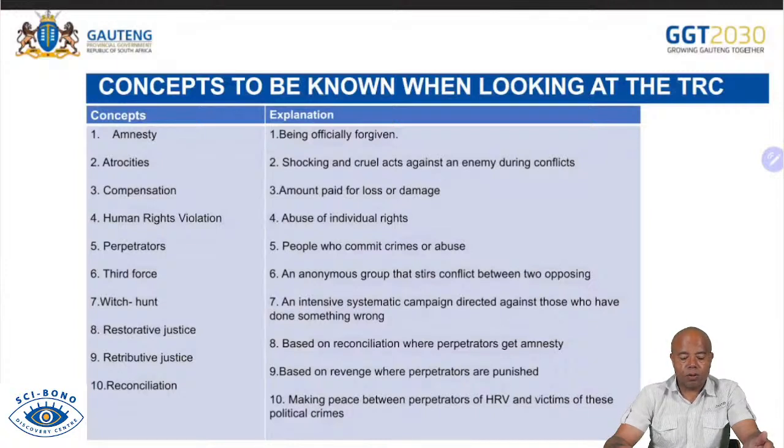Restorative justice, based on reconciliation where perpetrators get amnesty. Then retributive justice, based on revenge where perpetrators are punished. Reconciliation means making peace between perpetrators of human rights violations and victims of these political crimes.